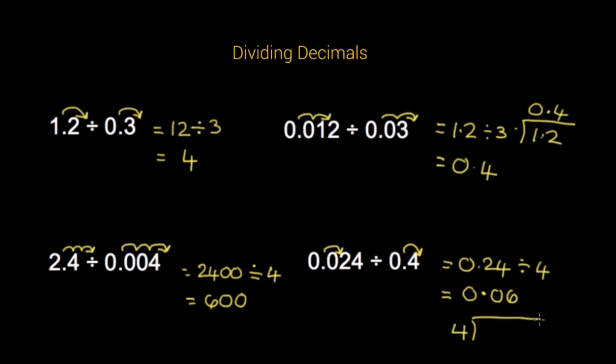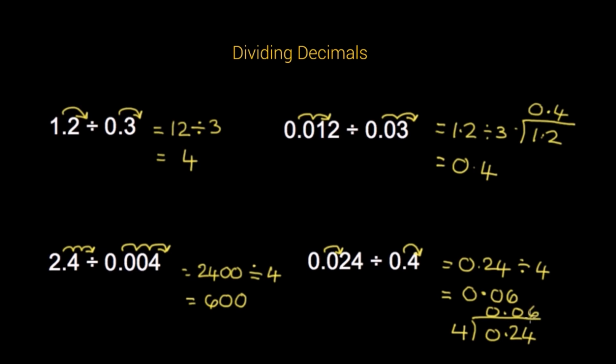So if you're not confident to do it without writing it out, write it out. It's very simple. Make sure you keep the decimal points underneath each other. We say 4 into 0 goes 0, 4 into 2 goes 0, and 4 into 24 goes 6.